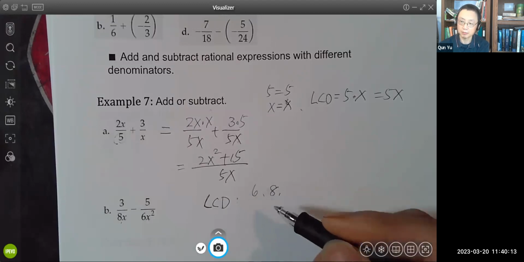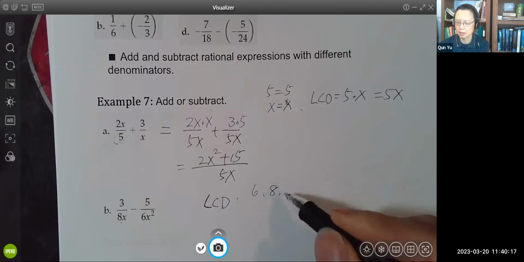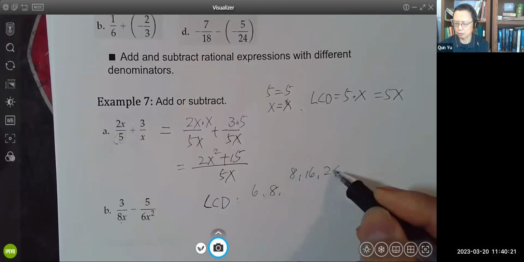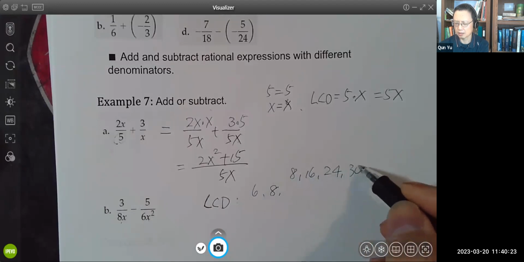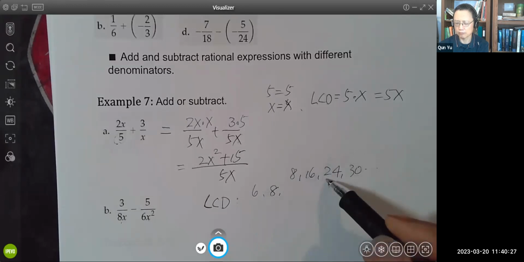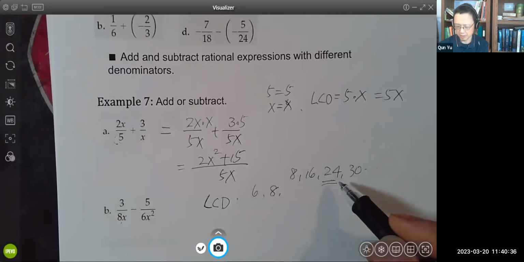We can use the first method to get the LCD by looking at the multiples of a bigger number. So multiples of 8 are 8, 16, 24, 32, and so on. Apparently, 16 is not a multiple of 6, but 24 is. 24 divided by 6 is 4. That's the first number that is a multiple of both. That's the common multiple. So 24 is our number.